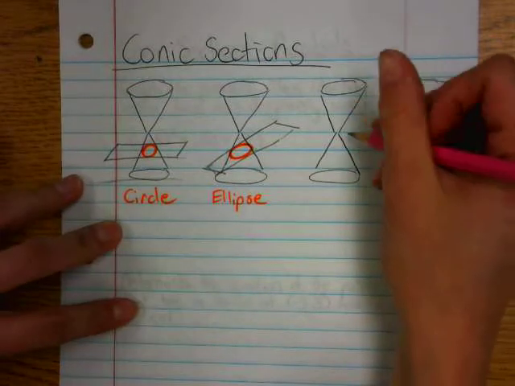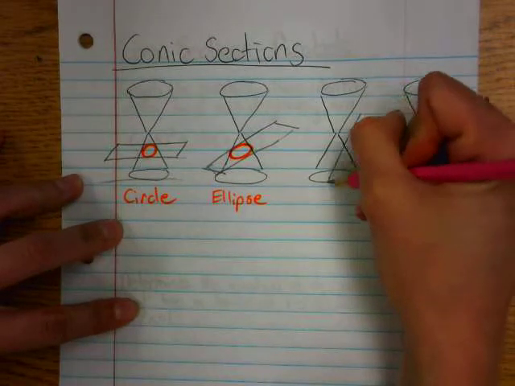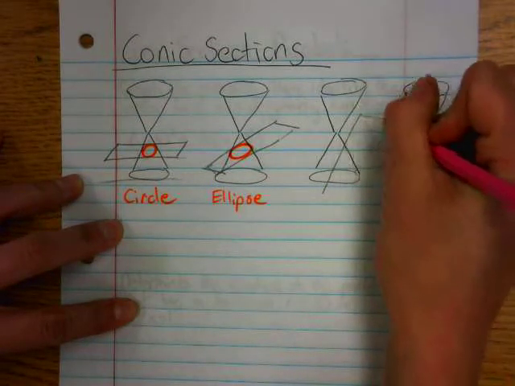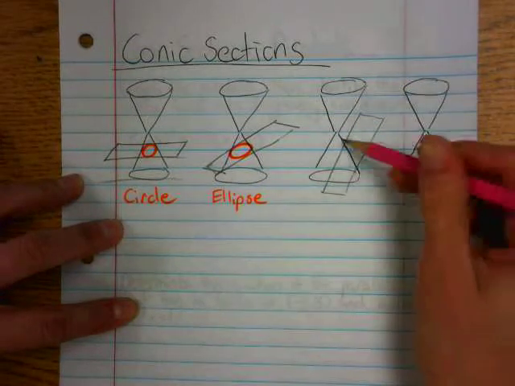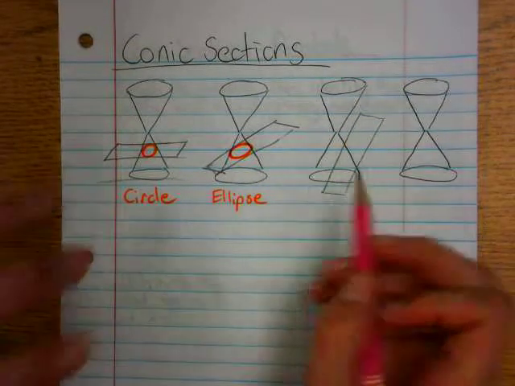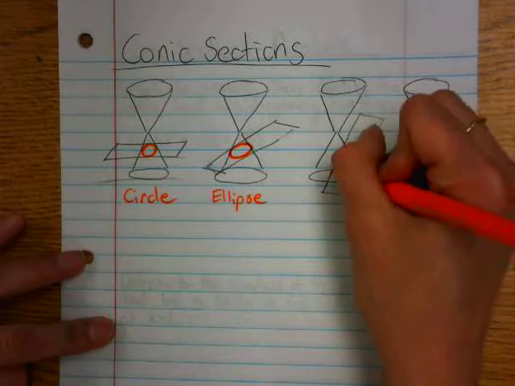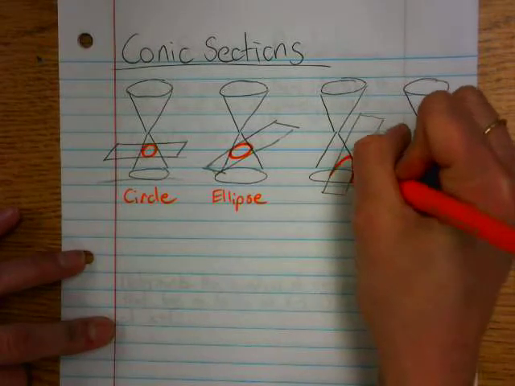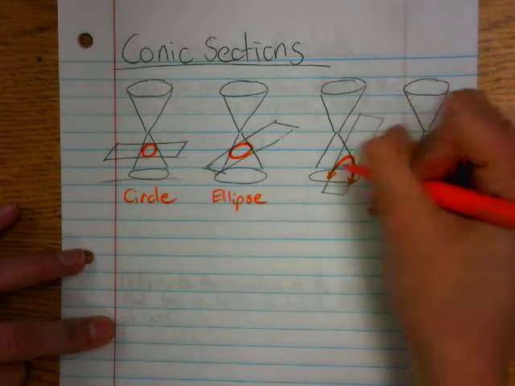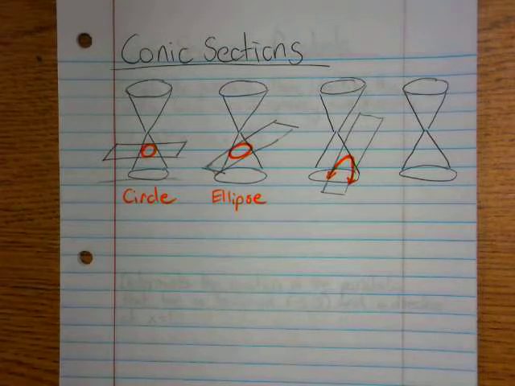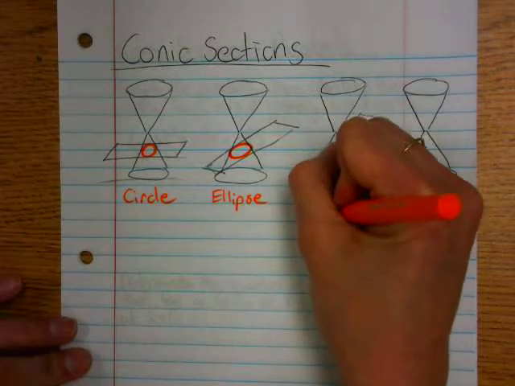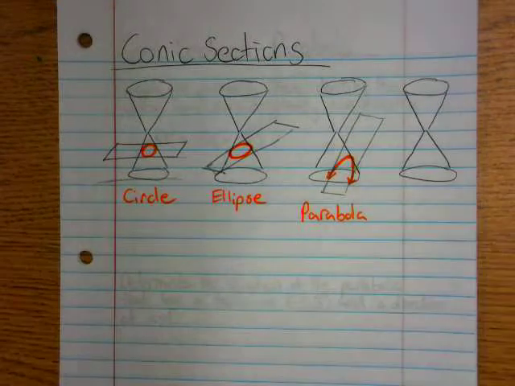If I were to continue to angle it towards where it goes through the side of a cone and the base of the cone, then what we end up with is a cross section that looks like this, but then extends forever downward with the cone like that, and that is a parabola. So we're also going to look at the equation for a parabola as one of our conic sections.